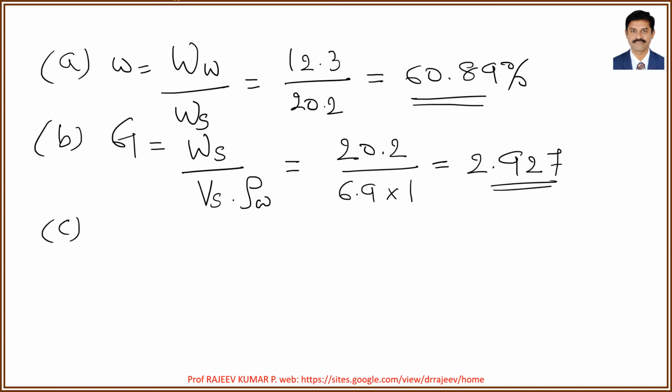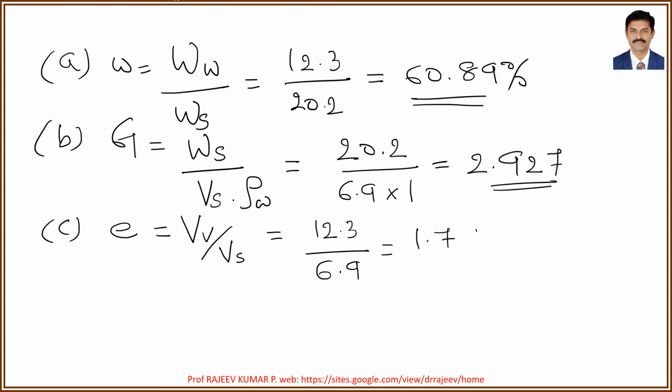The third one was void ratio expressed as e, which is nothing but volume of voids divided by volume of soil solids, equal to 12.3 divided by 6.9. This is equal to 1.783.